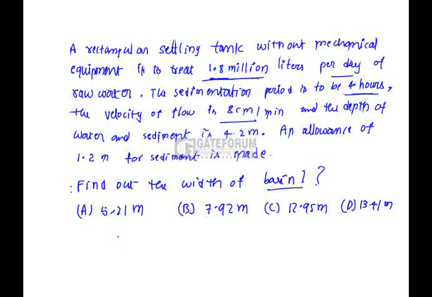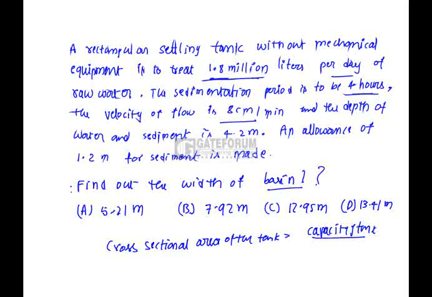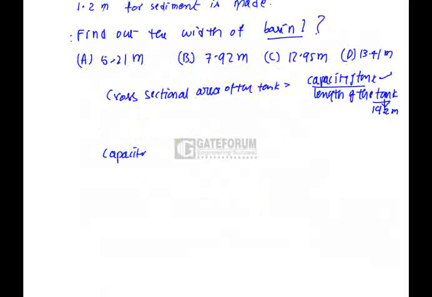First we have to know the cross sectional area of the tank. Cross sectional area of the tank is equal to capacity of tank divided by length of the tank. The length of the tank we know from the previous question, that is 19.2 meters. So we have to find out the capacity of the tank.